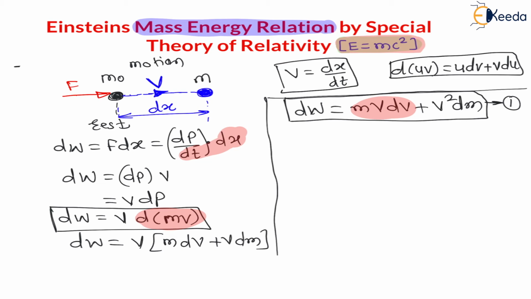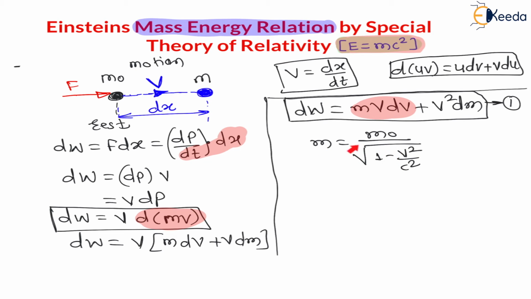Now how to find this mv dv? We know that this moving mass is nothing but rest mass, which is always constant, divided by under root of 1 minus v square divided by c square. Now velocity of light c is always constant, m naught is always constant. Rest mass and velocity of light are always constant. Now from this relation we are going to find mv dv, and we are going to replace here this value.